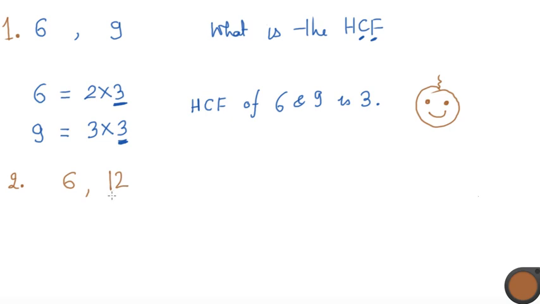Now let's ask again, what is the highest common factor between 6 and 12? Again, whenever you see a number, you should look at its atoms. So 6 is made up of 2 atoms, and those are 2 and 3. Let's look at 12. 12 is made out of 2 into 2 into 3. These are the atoms.